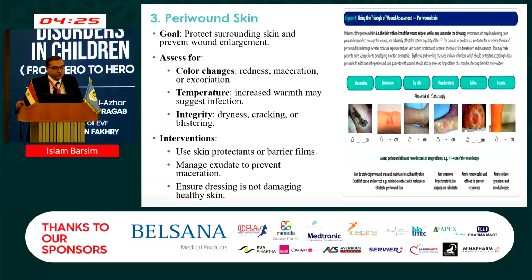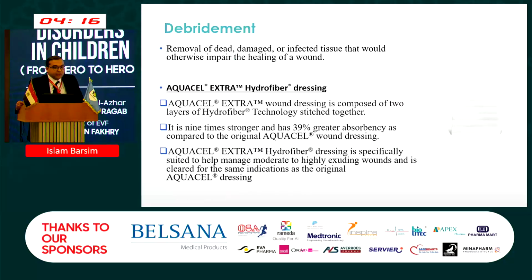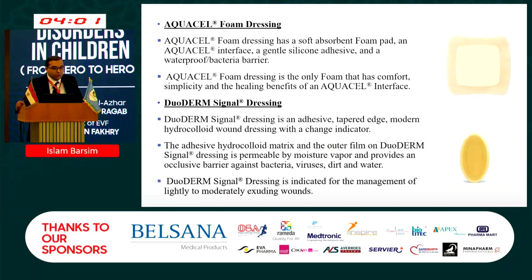What about debridement? We have recent advanced debridement and dressings, such as AquaCell hydrofiber dressing. This is composed of 2 layers of hydrofiber technology stitched together, and it helps manage moderately to highly exudating wounds. Also, there is AquaCell foam dressing. It has a soft absorbent foam pad, gentle silicone adhesive, and a waterproof bacterial barrier. Also, there is Euderm Signal dressing. It is an adhesive, tapered-edge, modern hydrocolloid wound dressing with a change indicator. It is also indicated for managing lightly to moderately exudating wounds.